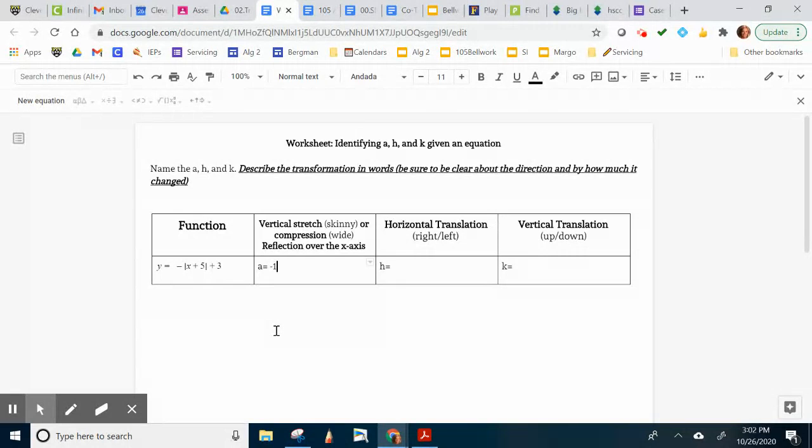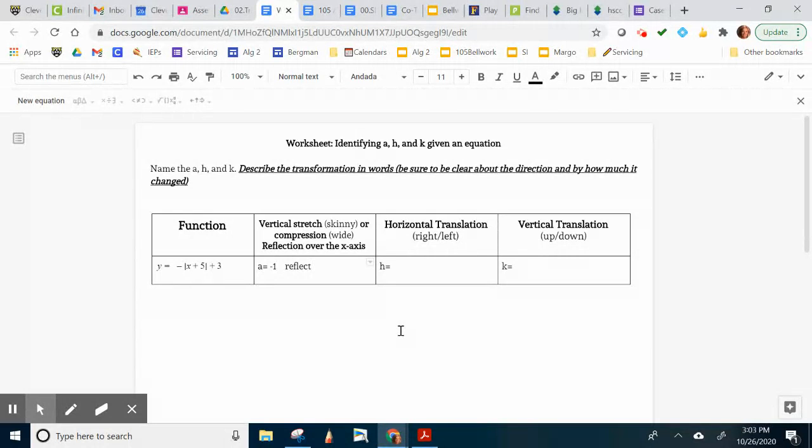It's going to be -1. I see the negative sign, but if you don't see a number, it means it's a 1. When your graph is negative, it will reflect over the x-axis. It is not going to stretch or compress because a 1 is no change. It stretches if it's a larger number and it compresses if it's a fraction or decimal. So our graph will just reflect.